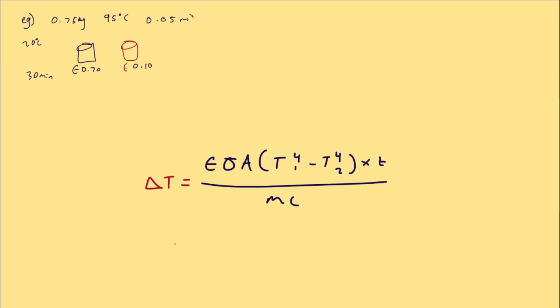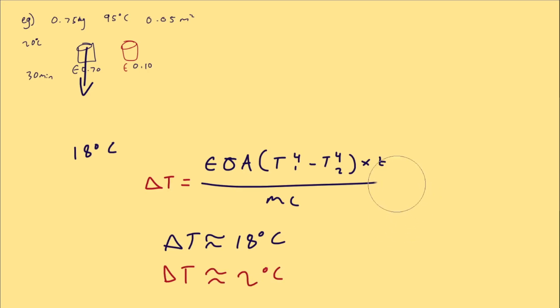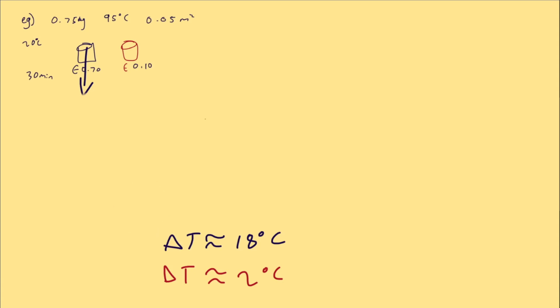And if you do that, you find that the matte black cup has a change in temperature of 18 degrees Celsius. So it goes down in temperature by 18 degrees. The change in temperature for the shiny chrome coffee cup is only 2 degrees Celsius. You'll find that with math. Higher emissivity was the only difference between the two cups. Every other property was identical. It shows that having a higher emissivity means faster heat loss.